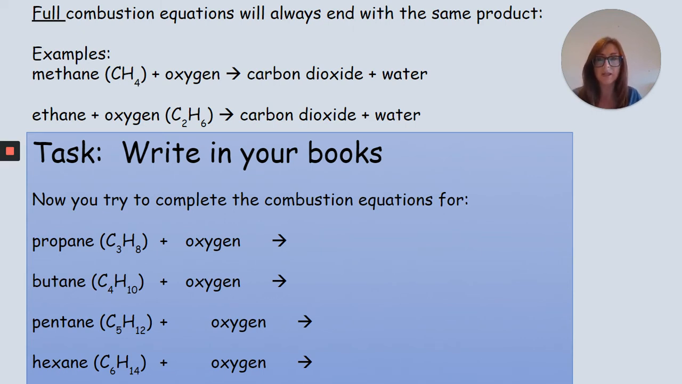Again, we've got ethane and oxygen, a different hydrocarbon, gives you carbon dioxide and water. Exactly the same products, even though they have different amounts of carbon and hydrogen in them. You need to be aware of this word equation. You might be asked to complete the word equation for complete combustion. So what I'd like you to do now is in your books or on your piece of paper, copy the examples, please, and also the task. You're going to write down the different hydrocarbons plus oxygen, and write down what products they give you.